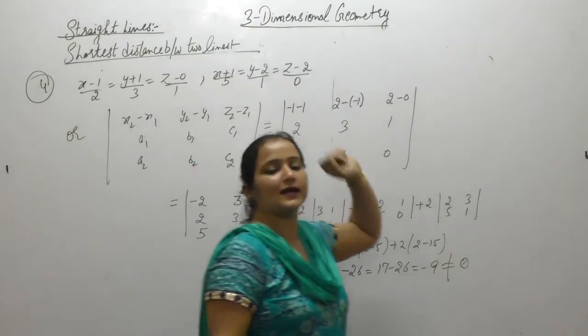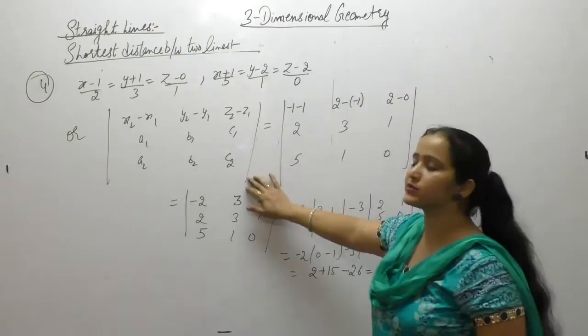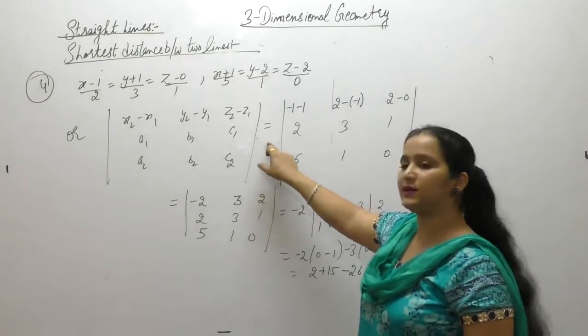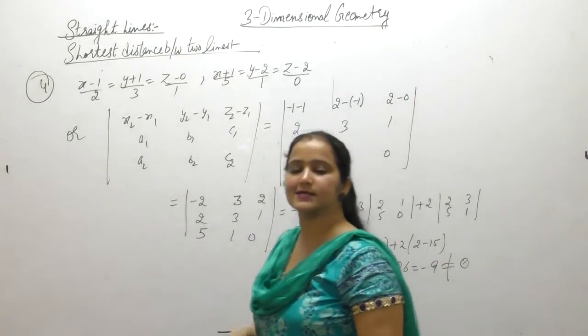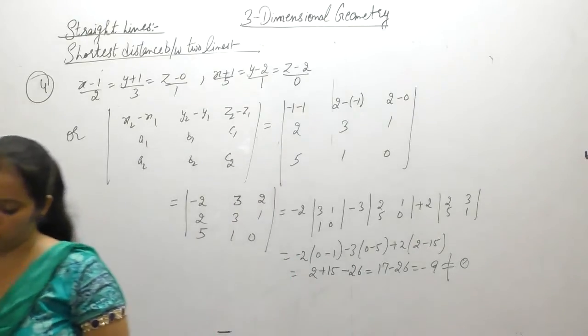Because this is in the Cartesian form, we can directly use this formula. If this is equal to 0, then these lines intersect, otherwise they do not intersect.